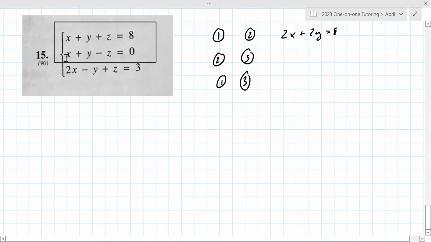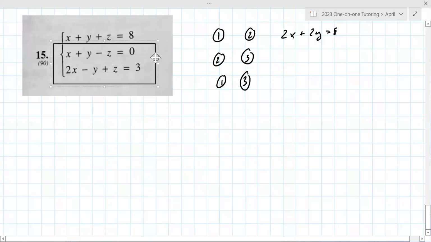So how about 2 and 3? What do you see when you look at 2 and 3? Well, if we add them, we just have 3x equals 3. So I like that one. Yeah. So okay, x equals 1. So x is 1.